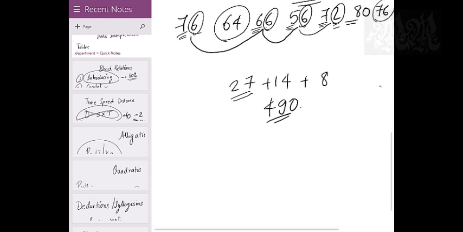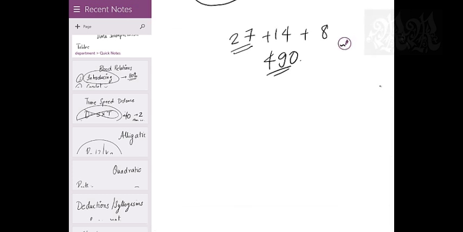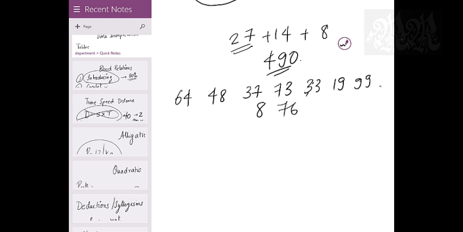Alright, let's look at one more example just for your practice again. Let's say I have 64, you give me numbers now. 64, next number. 48, next number. 37, next number. 73, next number. 33, next number. 19, next number. 99, next number. 8, next number. 76. Okay, let's add.